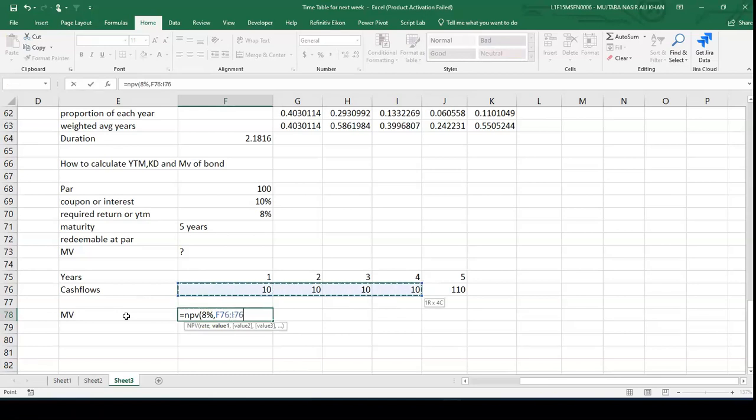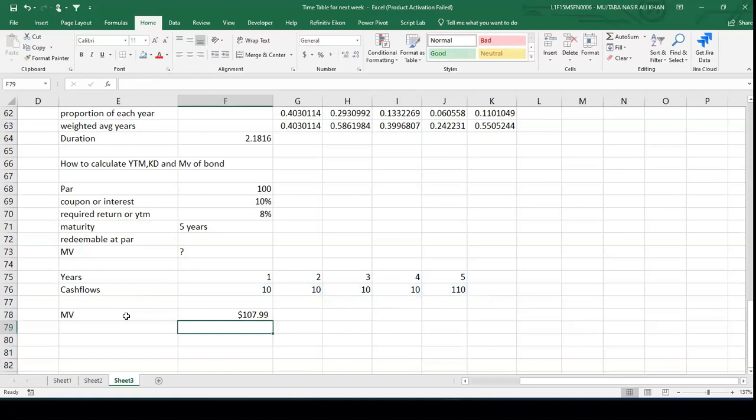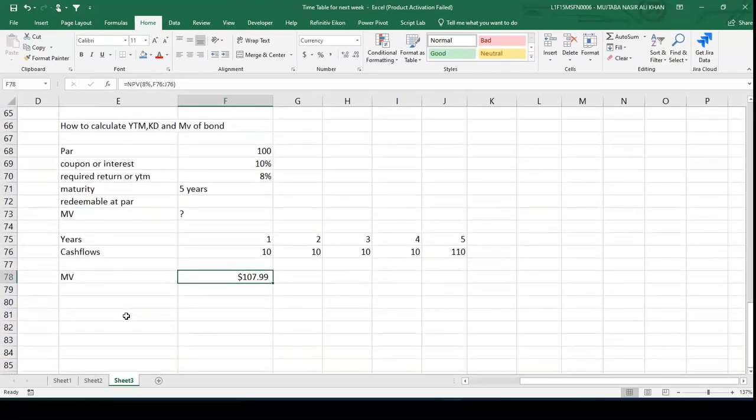Select all cash flows from year 1 onwards. So this is the market value of the bond, 107.9. That's how you will calculate the market value of the bond. Ignore the traditional formulas. Use this formula to calculate market value. In very few seconds you will be able to calculate the market value.